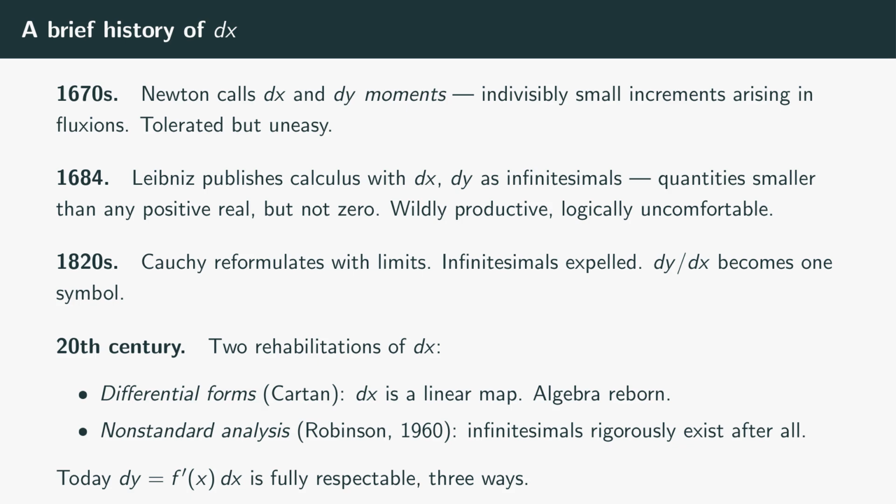Then, in the 20th century, dx got rehabilitated, twice. First, Élie Cartan developed the calculus of differential forms in the 1920s, and on his interpretation, dx is a linear map from tangent vectors to the real numbers. It's a legitimate algebraic object, and dy equals f prime of x times dx is an honest equation of differential one-forms. Second, Abraham Robinson in 1960 invented non-standard analysis, which constructed a rigorous number system that includes actual infinitesimals, vindicating Leibniz 3 centuries late. Modern mathematicians use whichever interpretation suits the problem. The point is, dy equals f prime of x times dx is respectable. Use it freely.